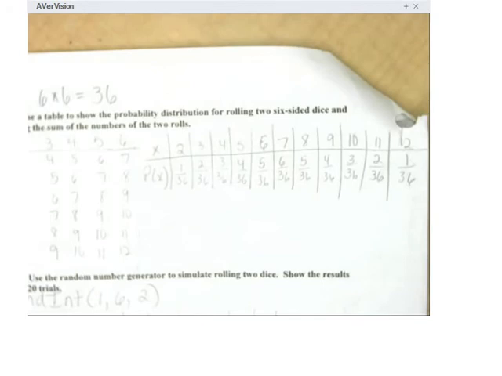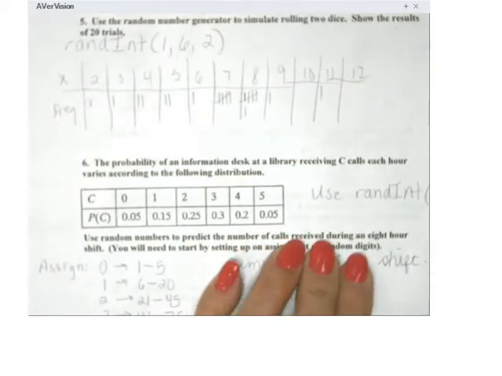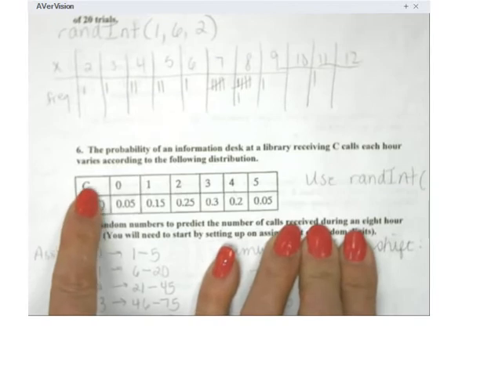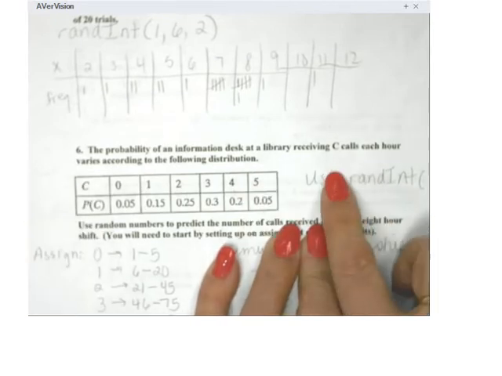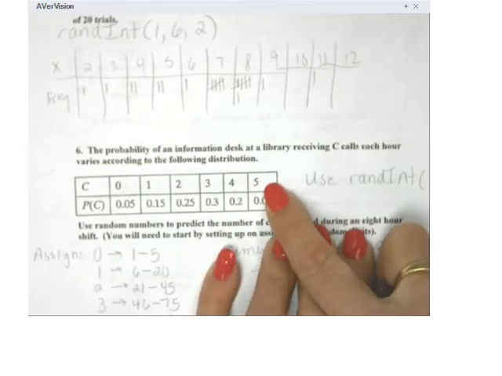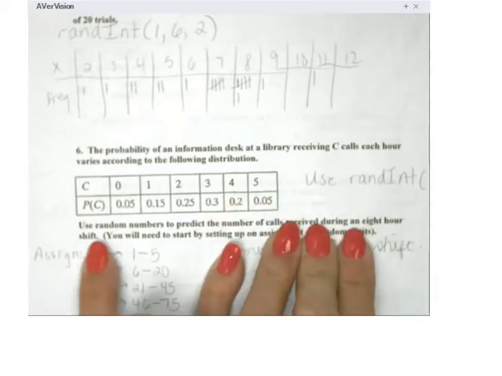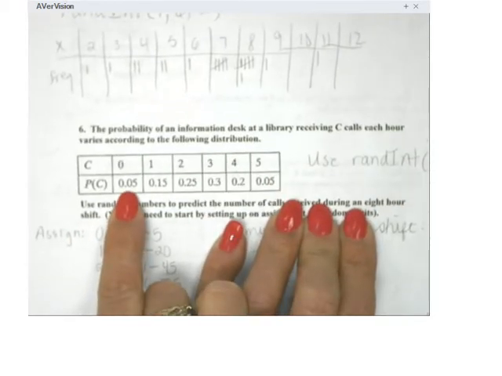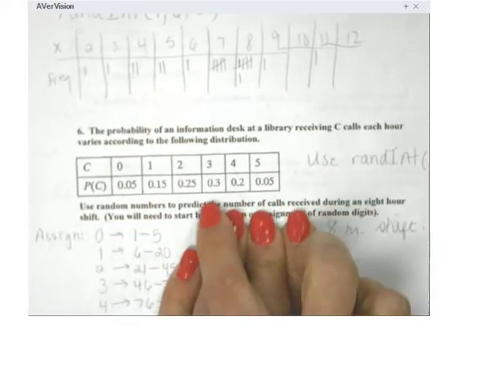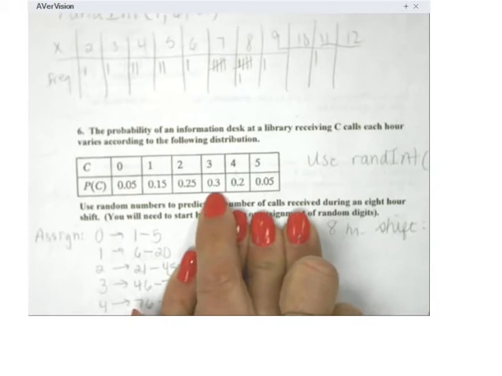Now, this last one we're going to look at is another way of doing a simulation, and you will be responsible for doing some simulations. We have a situation that at a library desk, we know how many calls, C, are made during a particular hour. They receive C calls each hour. Apparently, they never receive more than 5 calls. The likelihood of receiving no calls is 5%, 1 call 15%, and so on. So the most frequent thing that happens is for them to have 3 calls within a 1-hour period.